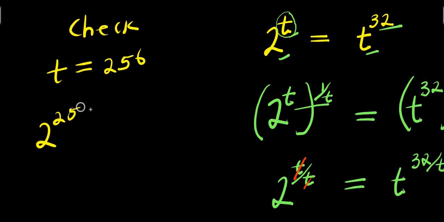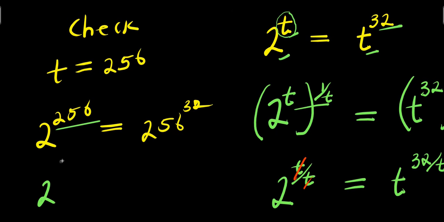2 power 256 equals 256 power 32. 2 power 256, I can express it as what? 8 times 32, right? That is the same thing as 256, because 8 times 2 is 16, 6 carry over 1, 8 times 3 is 24, 24 plus 1 is 25. So that is it, equals 256 power 32.